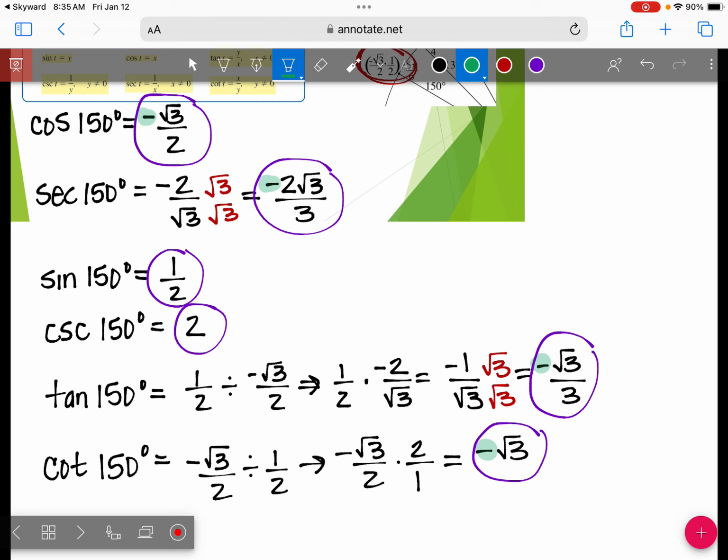How many of you got at least 4 right? That's good. Anybody get all 6 right? Okay, great. All right, any questions?